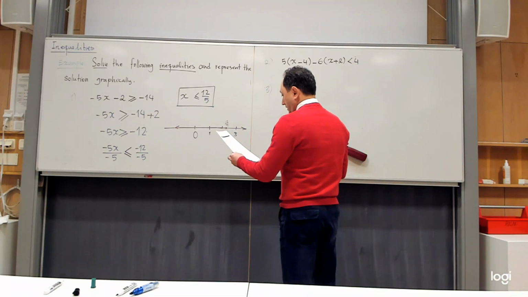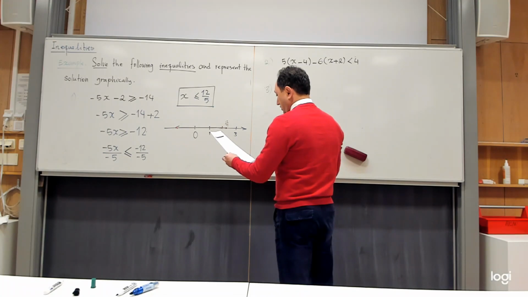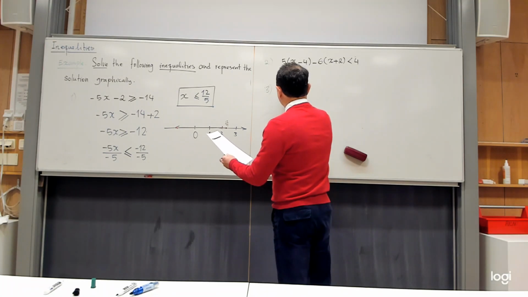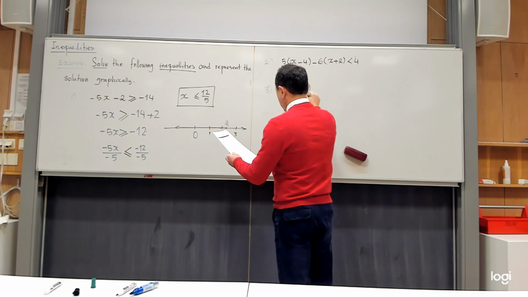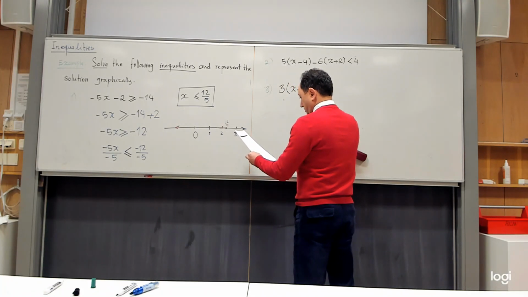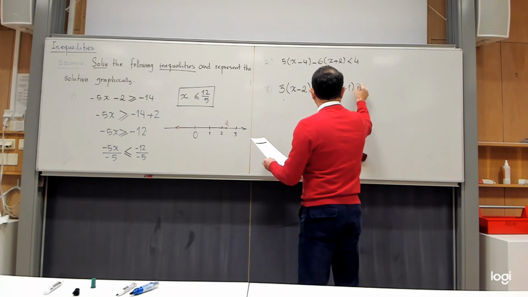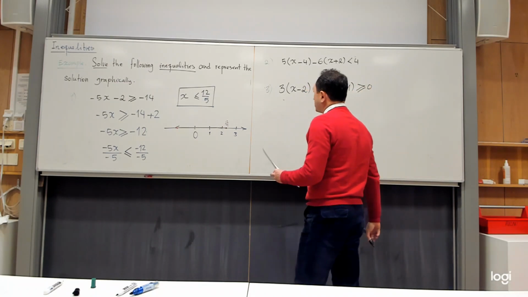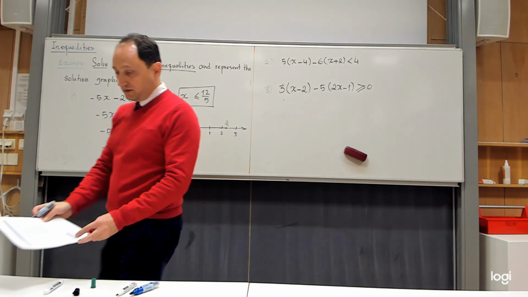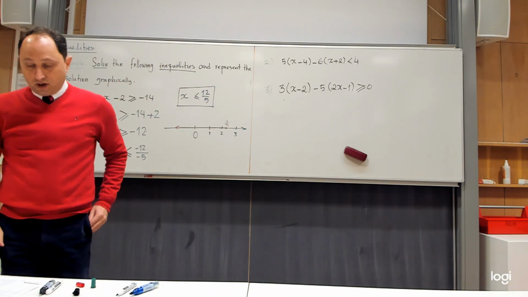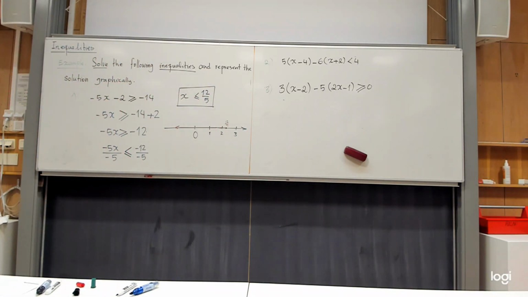And then let us write this one as well. So 3 times x minus 2 minus 5 times 2x minus 1 greater than or equal to 0. Okay. So I will pause recording. I want to wait for you to see what you get. That's a very simple task to do.